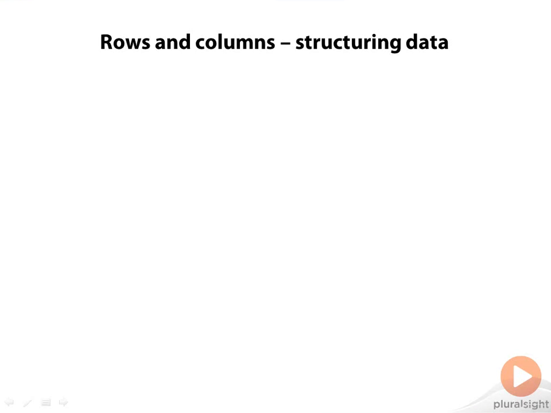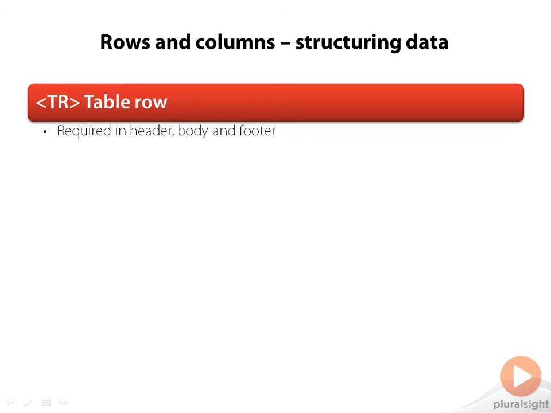We've seen how to create the basic structure of our table, but now we need to start adding some rows and columns to get some data in there that we can see. We use the table row, or the TR element, to represent a row in the table. And we'll use this inside the header to represent a row of headings, in the footer to represent the various elements we might show in the footer, and in the body to represent the various rows of data.